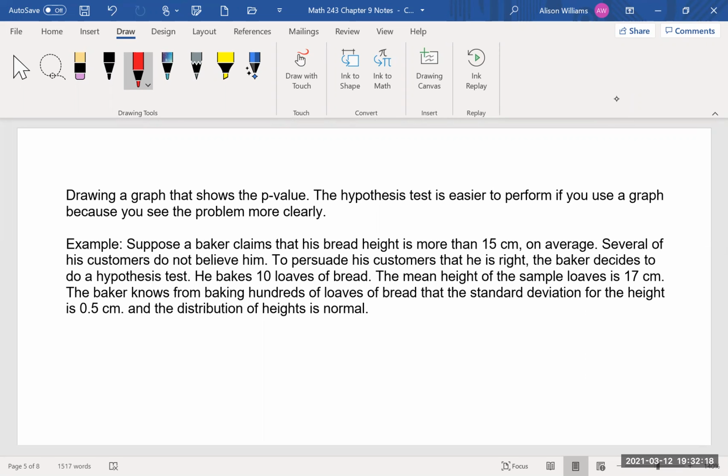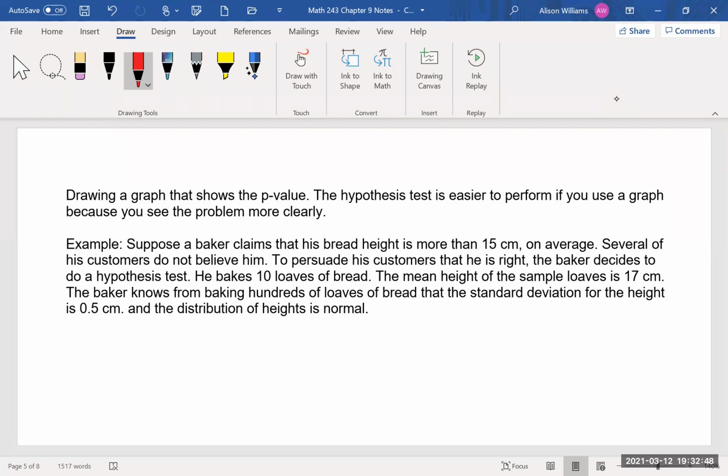A baker claims that his bread height is more than 15 centimeters on average. Several of his customers do not believe him. To persuade them, he decides to do a hypothesis test. He bakes 10 loaves of bread, measures all of them, and the mean height from that sample was 17 centimeters. So there were actually some loaves over 17 centimeters if it averaged out to 17. And he happens to know from all of the bread he makes that his standard deviation of height is about 0.5 centimeters.